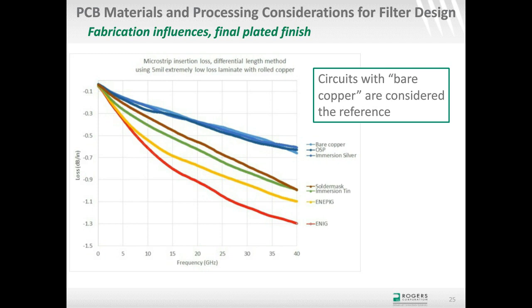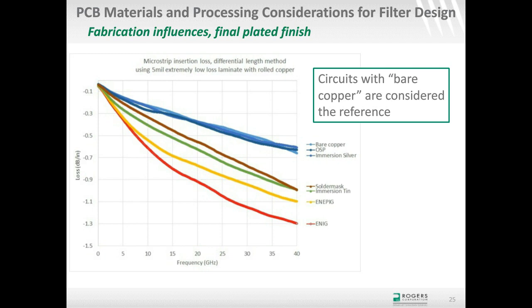So the bare copper circuit is the reference, and the other finishes that are very similar are OSP, organic solderability preservative, and immersion silver. Those really do not contribute to insertion loss compared to a bare copper circuit. And then the brown curve is solder mask. That increases insertion loss more, obviously. Immersion tin is the green curve, NEPIG is the yellow curve, and red is ENIG.